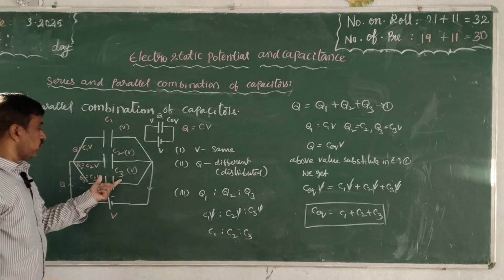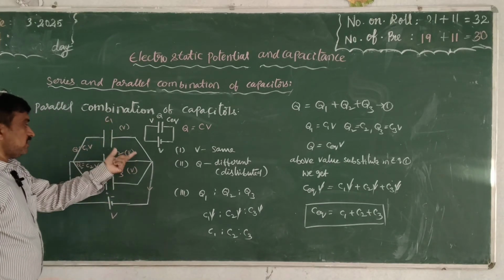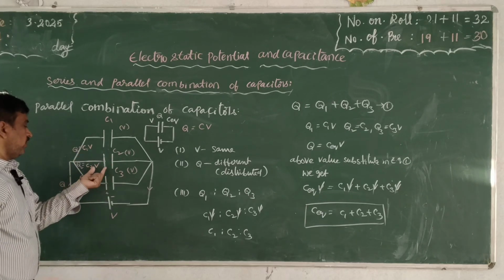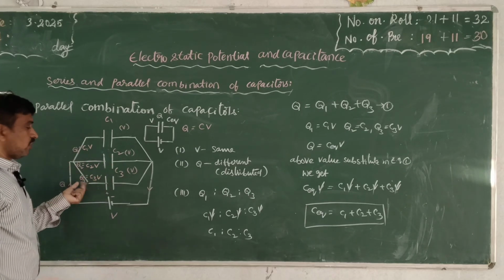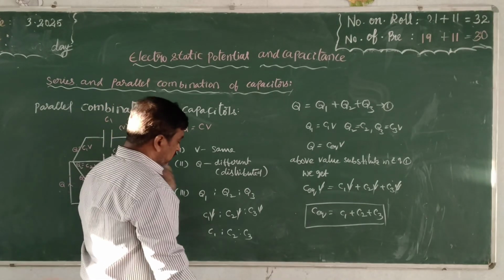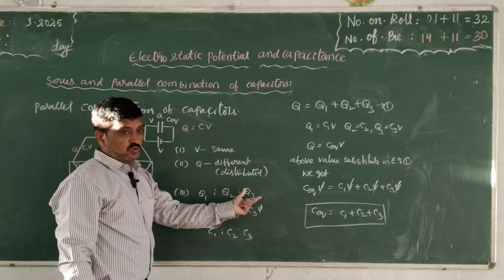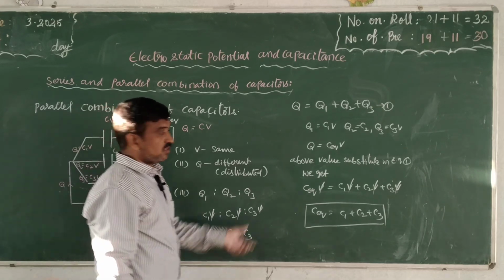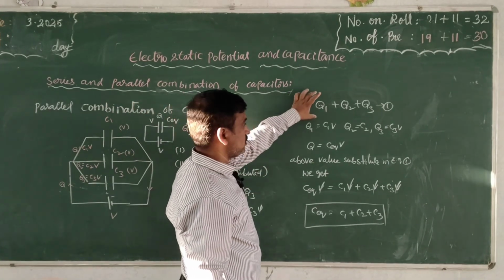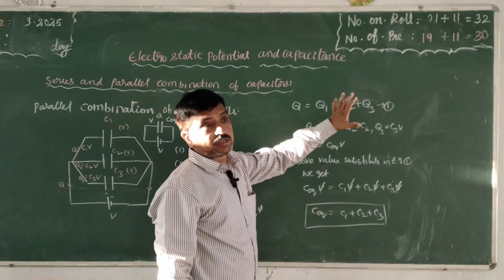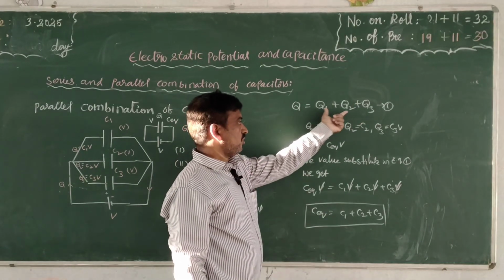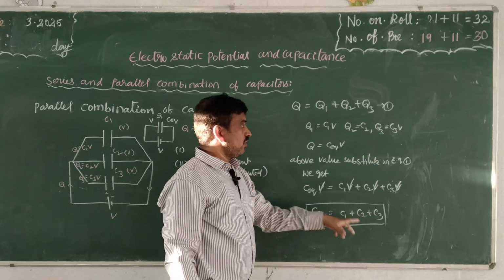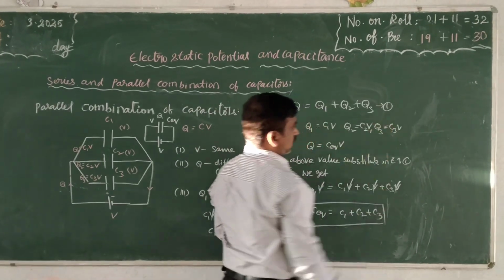Here Q1, Q2, Q3. Why? Because the potential is the same and the capacitance changes, so the charges are C1V, C2V, C3V, meaning Q1, Q2, Q3. See here, the ratio Q1 is to Q2 is to Q3 is the same as the capacitance ratio C1 is to C2 is to C3. The total charge equals the sum of the individual charges on each capacitor, so Q equals Q1 plus Q2 plus Q3. Q1 is C1V, Q2 is C2V, Q3 is C3V.